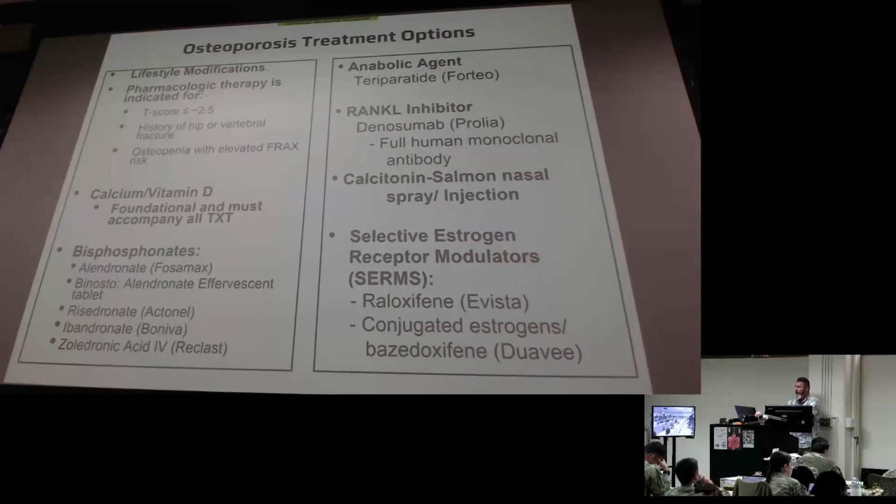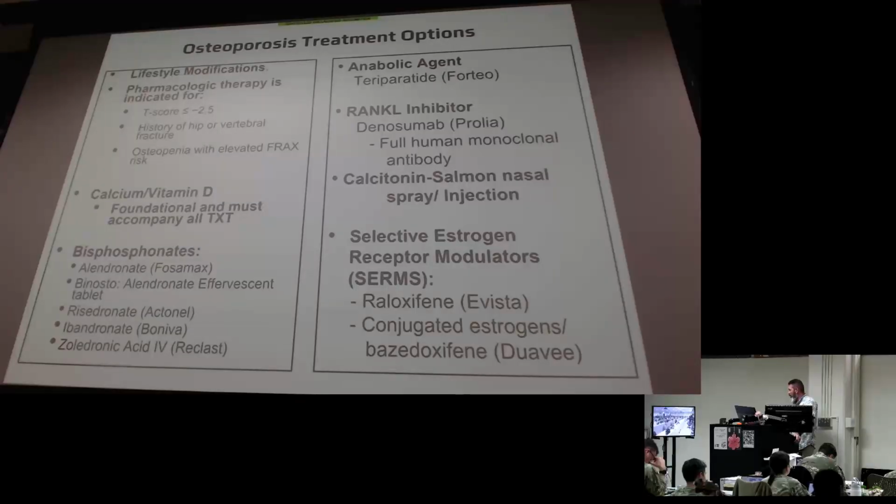So, what do we do to treat it? Not a whole lot of drug classes, which is good, but most of them are pretty specific in what they do. So, who do we start with for pharmacological treatment? Once we get that diagnosis of osteoporosis, T-score less than or equal to negative 2.5, or they have that history of a fragility fracture, we're going to initiate treatment.